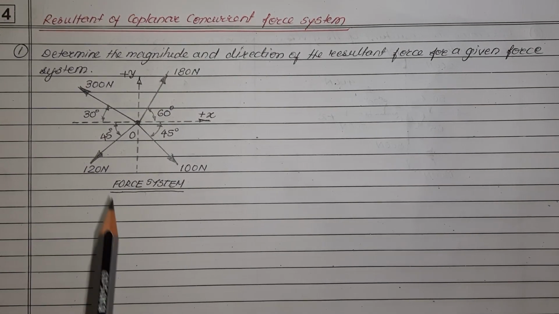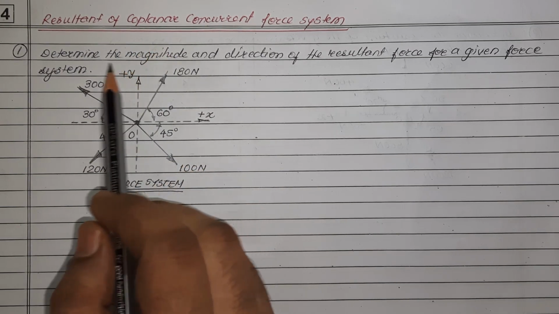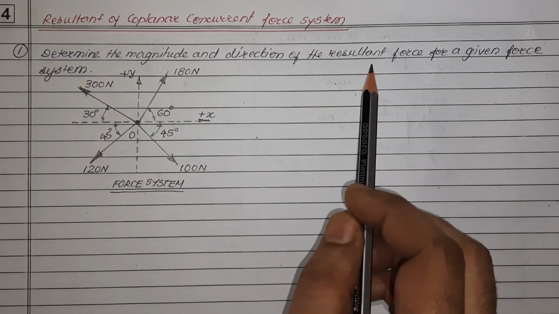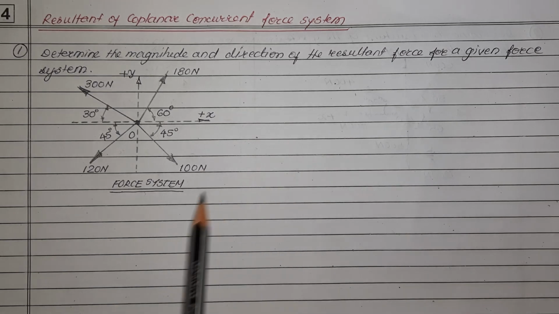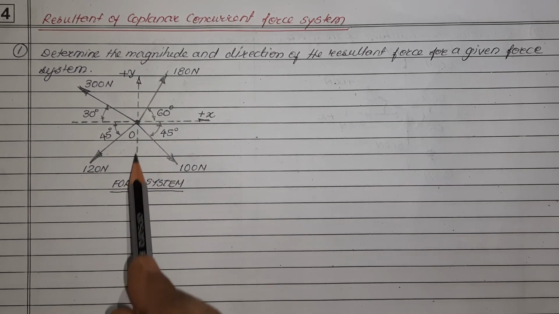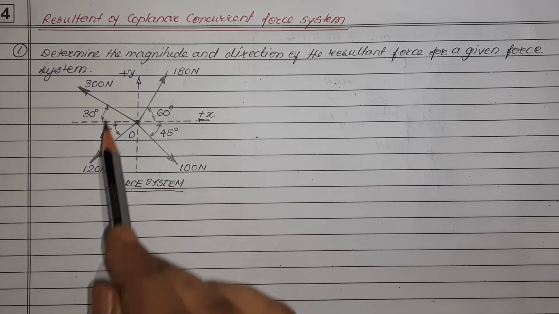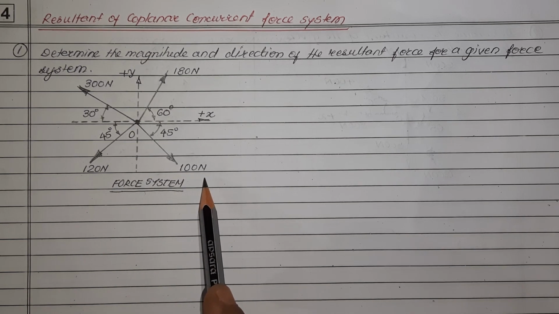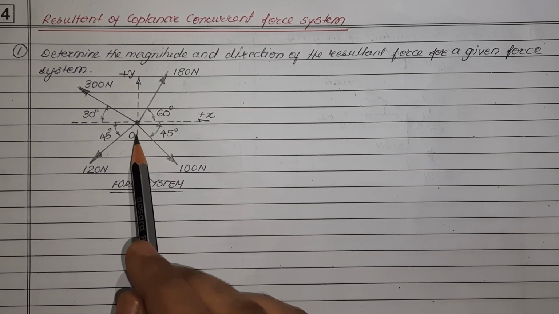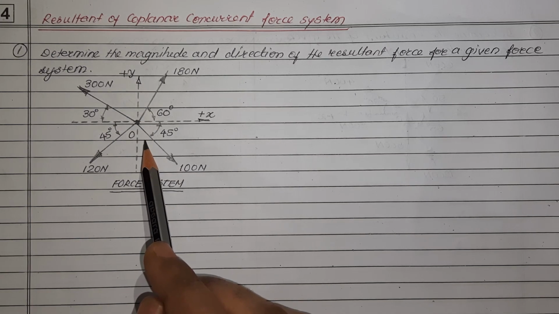Today we will see how to find out the resultant of a coplanar concurrent force system. Example 1. Determine the magnitude and direction of the resultant force for a given force system. Here, this is the x-axis, this is the y-axis, this is the origin, and four forces are given: 180 Newton, 300 Newton, 120 Newton, and 100 Newton. Their angles with the reference axis are also given. We want to find out the resultant of these four forces.